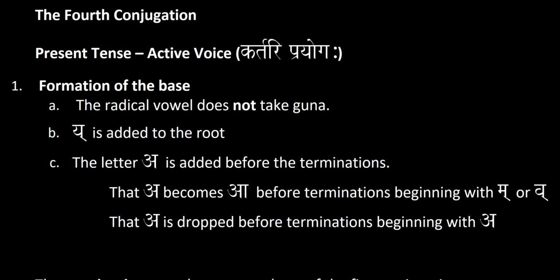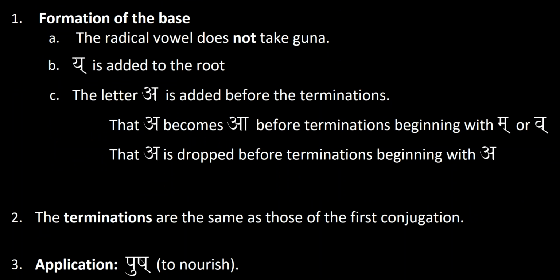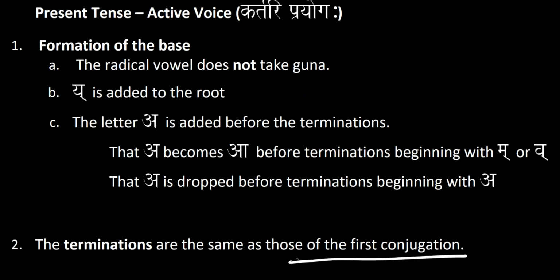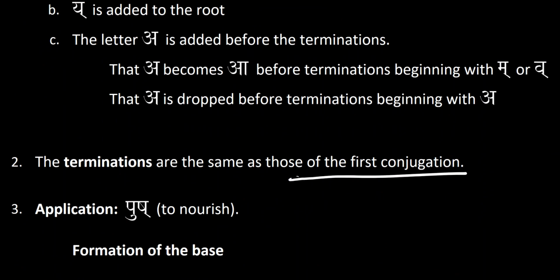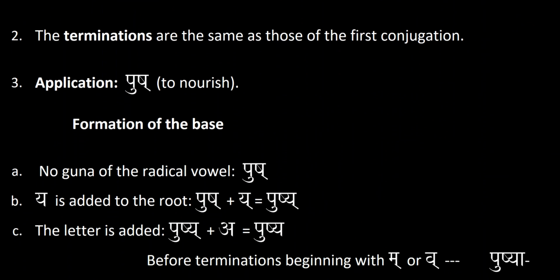So just like the first conjugation, the termination endings are the same. And then just like the first conjugation, that a is dropped. The one that you're adding, that is dropped before the terminations that already begin with a. And in the scenario of the first conjugation, that was anti, which was the third person plural termination ending, and your terminations are exactly the same as that of the first conjugation. So the fourth conjugation shouldn't be difficult for us to understand. Now let's take a look at the example that I have here for you guys.